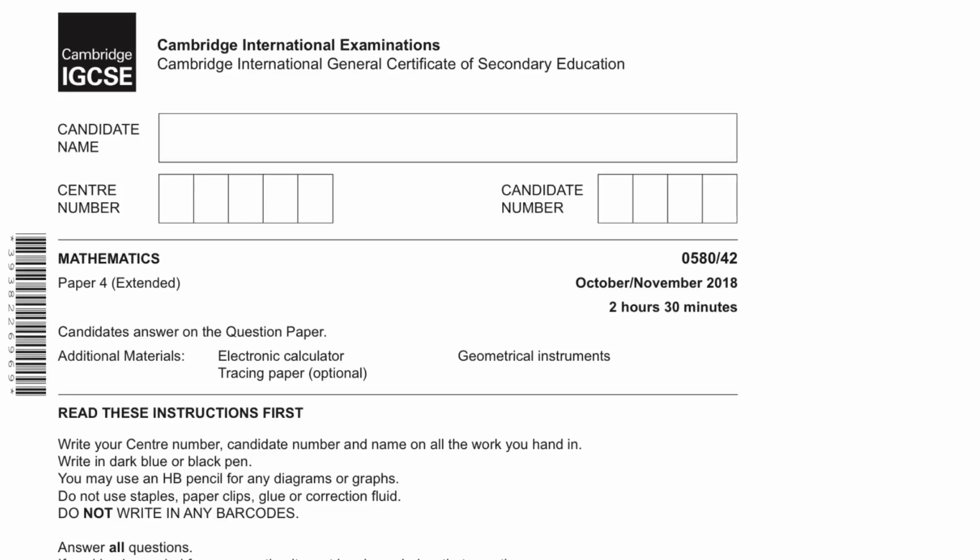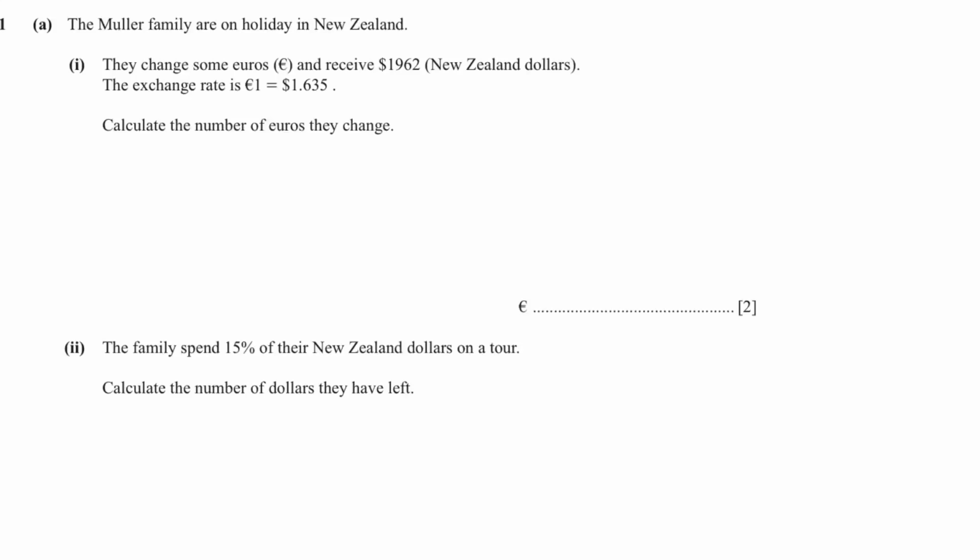In this video, we are going to solve Cambridge IGCSE Mathematics Paper 4, Variant 242, October-November 2018. Question number 1A. The Mueller family are on a holiday in New Zealand. They change some euros and receive $1,962 New Zealand dollars. The exchange rate is €1 is equal to $1.635. Calculate the number of euros they change.